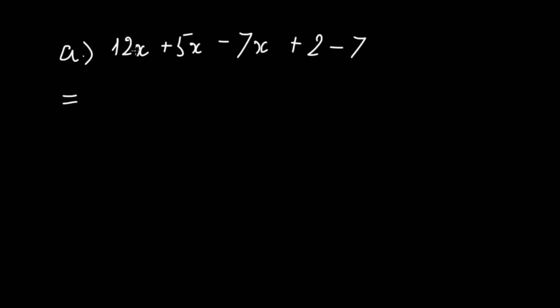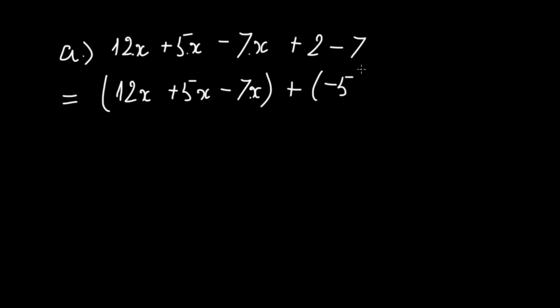You see that 12 times x, 5 times x, and negative 7 times x are like terms. So we can add or subtract them together. So we group them together. Put the parentheses right here. And then 2 minus 7, they are like terms, and the result is negative 5. You put it down.